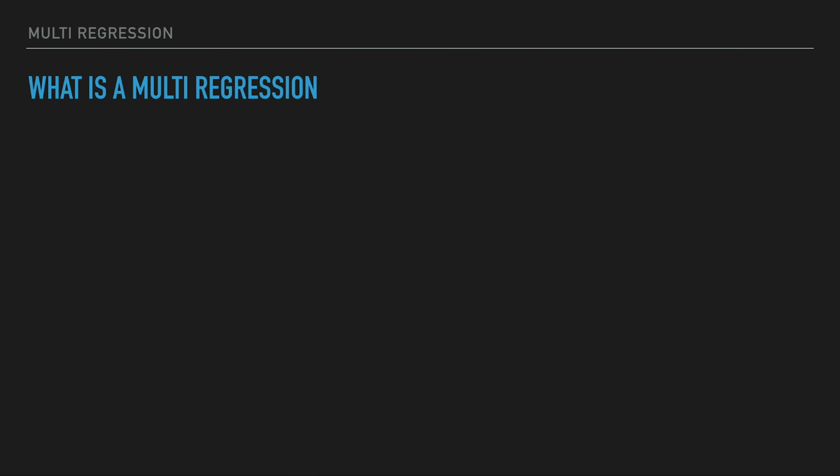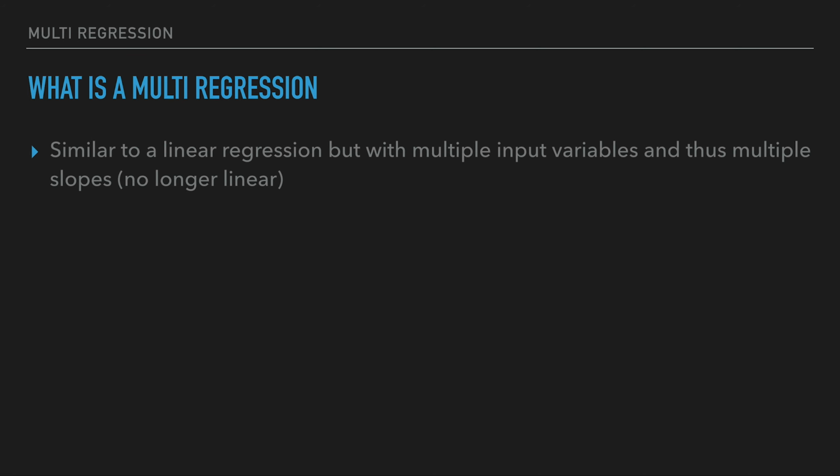So the first thing we need to know is what in the world is a multi-regression? You can think of a multi-regression as something that's similar to a linear regression but with multiple input variables, and thus it has multiple slopes. So this no longer is a line. We will visualize a multi-regression at least in 3 dimensions later on.